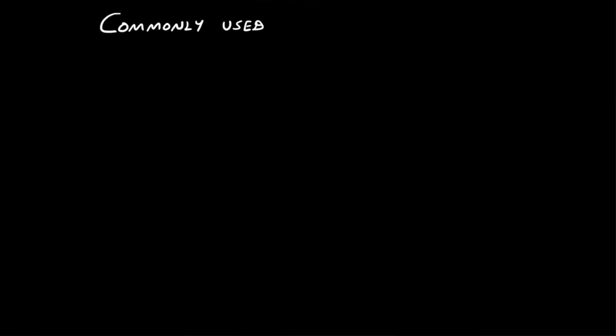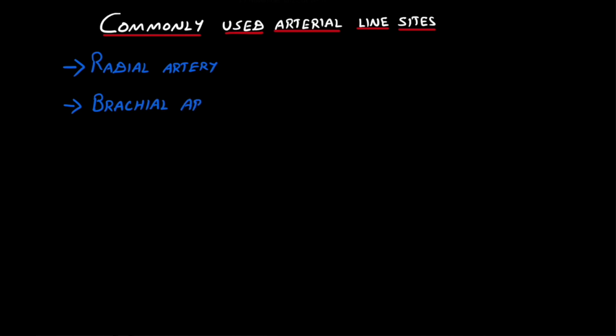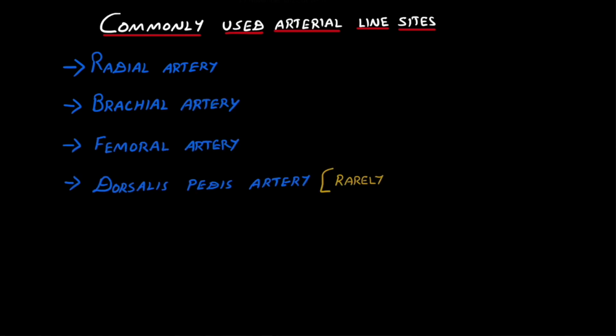Commonly used arterial line sites. Most commonly used sites for arterial line in ITU are the radial artery, the brachial artery, and the femoral artery. Very rarely we use the dorsalis pedis artery.